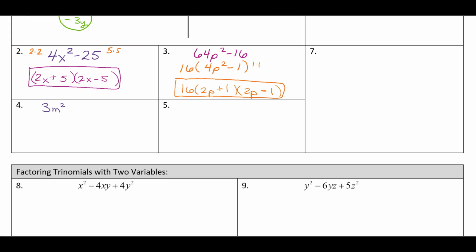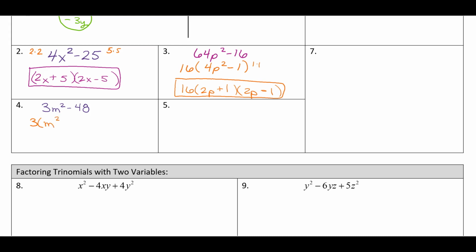3m squared minus 48. So when we look at this problem, we know 3 is not a perfect square. So you might be tempted to throw your hands up in the air and say, nope, can't factor or done. But you have to check for your greatest common factor. And 3 and 48 share a 3. Because remember, to tell if 48 is divisible by 3, you just add up the digits. So 4 plus 8 is 12. 12 can be divided by 3. So that means our GCF is going to be 3.